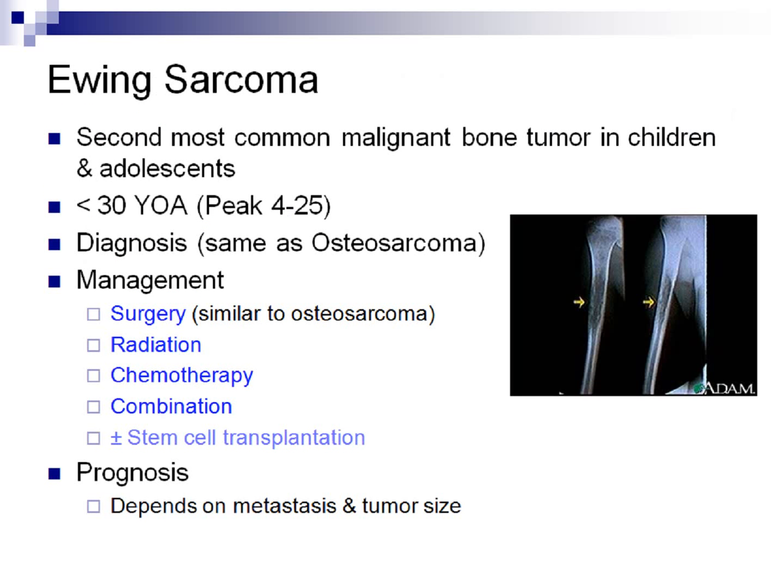Ewing sarcoma is the second most common malignant bone tumor. This is characterized by what they call an onion skin pattern, different from osteosarcoma, which is that sunburst pattern. The diagnosis is the same as osteosarcoma, again, same workup, and the management, surgery again, radiation, chemotherapy, combination, plus or minus stem cell transplantation. The prognosis for this is also fairly good, but it depends on the metastasis and the tumor size. I will say I have also seen kids with amputation secondary to Ewing sarcoma.